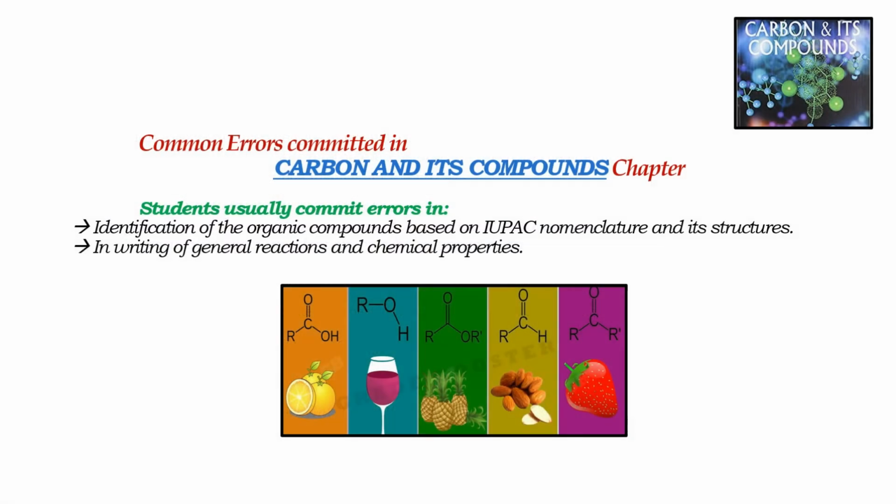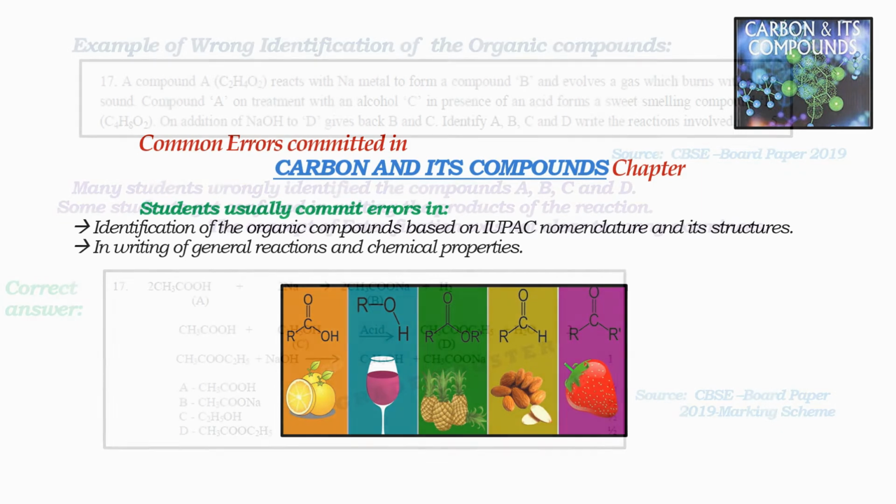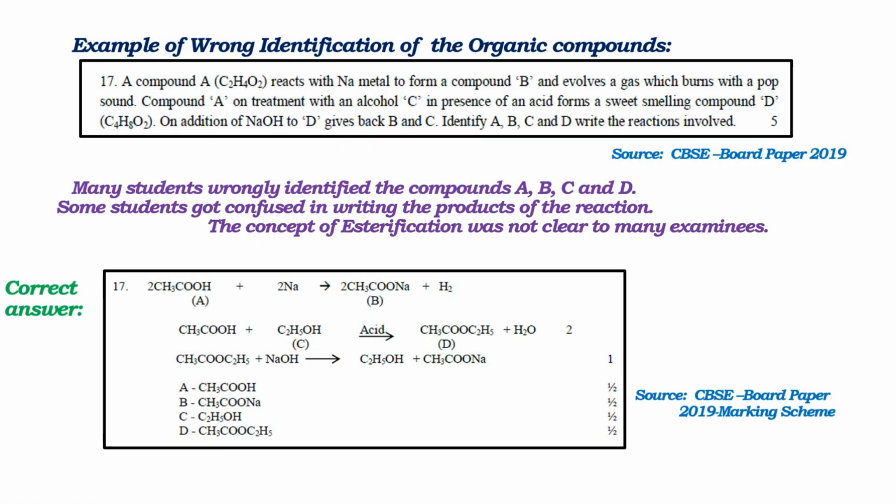Common errors committed in the carbon and its compounds chapter. Students usually commit errors in identification of the organic compounds based on the IUPAC nomenclature and their structures, and in writing the general reactions and chemical properties. Example of wrong identification of the organic compounds. This question was given in the CBSE board paper of 2019.